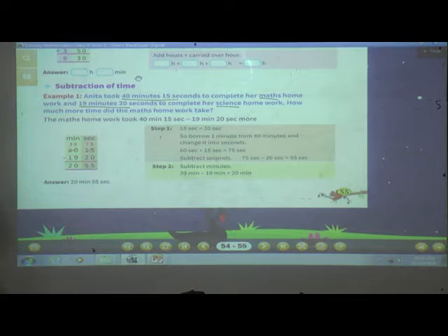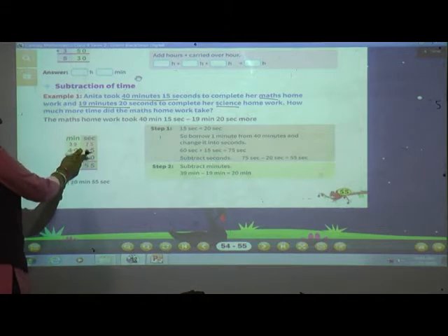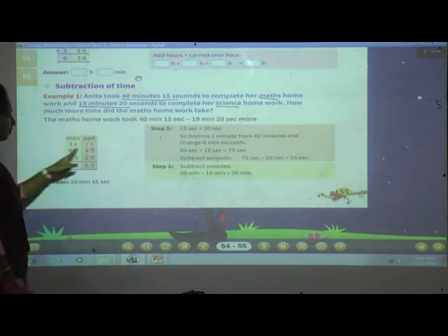For that we need to subtract here. The maths homework took 40 minutes 15 seconds minus 19 minutes 20 seconds. If we subtract the science time, we finally get the extra time she has taken for maths. Now arrange the numbers one below the other. Now 15 minus 20 we can't do.